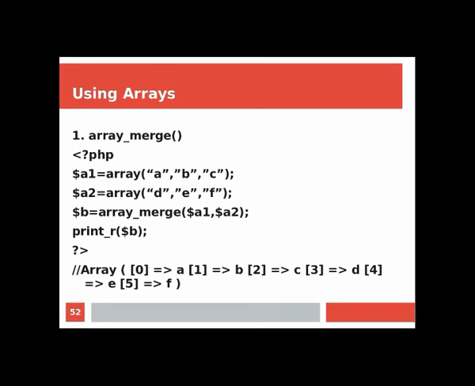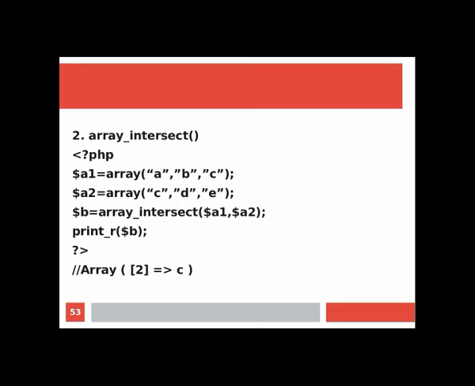Okay. Next is array_intersect. The array_intersect function returns an array consisting only of those values present in input array 1 that are also present in each of the other input arrays. Remember this. So the syntax is array_intersect(input array 1, input array 2), and optionally you can add input array 3 and so on.